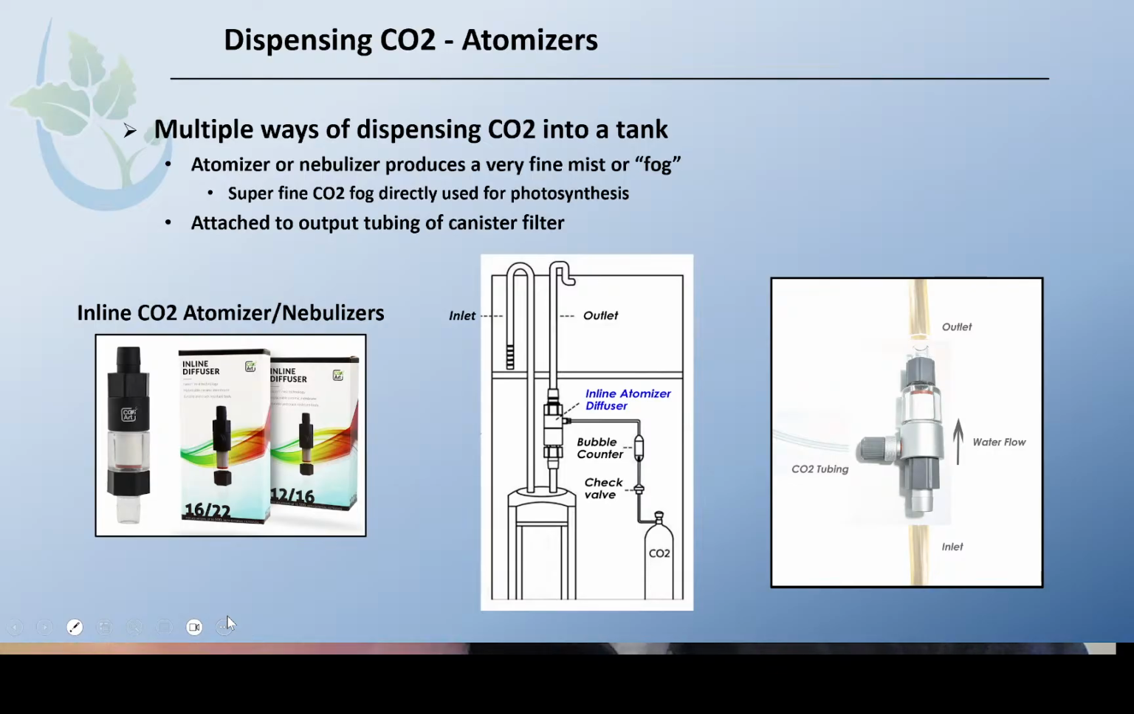Obviously, in this case, because it's going from the top, it's not going to have as long an exposure. But the assumption is because it's super, super fine, as it's going into the tank, it's going to be able to get pushed in and used much more quickly than, say, a diffuser. So like I said, the CO2 connects to one portion of the nebulizer or the atomizer, and your inlet goes on one section, the outlet goes on the other, and it basically gets pushed out into the tank.